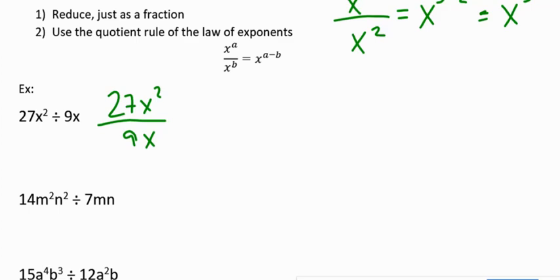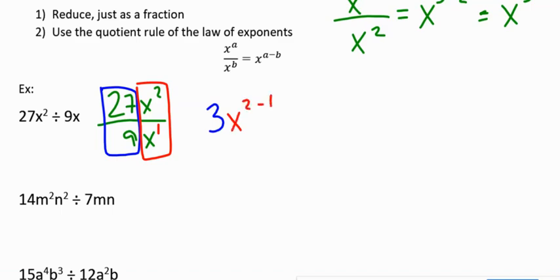right? So here, just like multiplication, I can separate these out and do my 27 divided by 9, and then I could deal with this later, right? So 27 divided by 9 gives me 3, and x squared divided by x, remember there is an invisible 1 right here, right? So I have x squared divided by x to the 1st is the same as x to the 2 minus 1, which is the same thing as 3x to the 1st, which is the same thing as 3x.